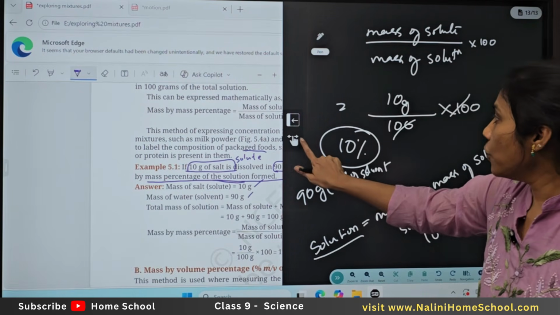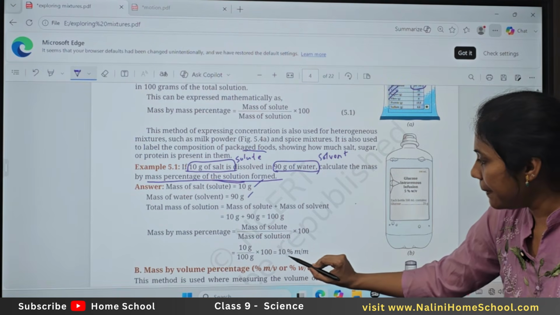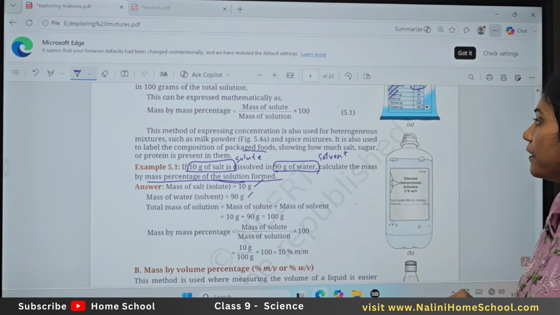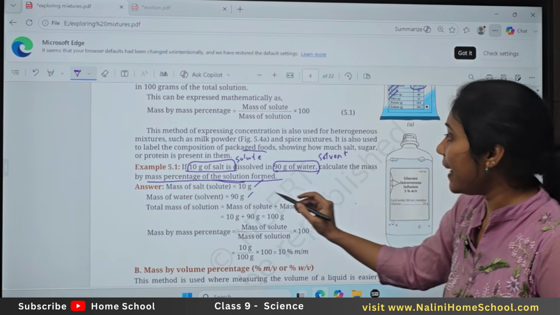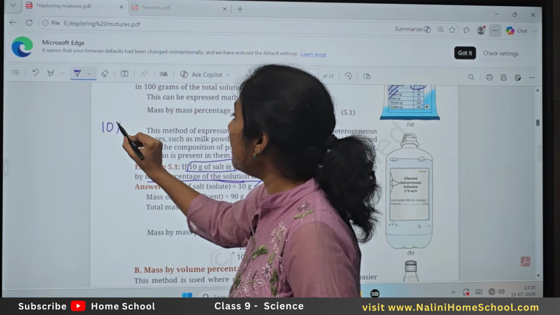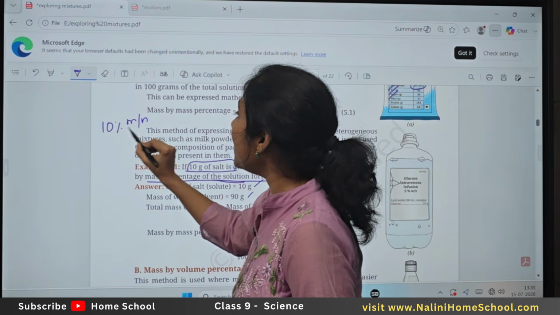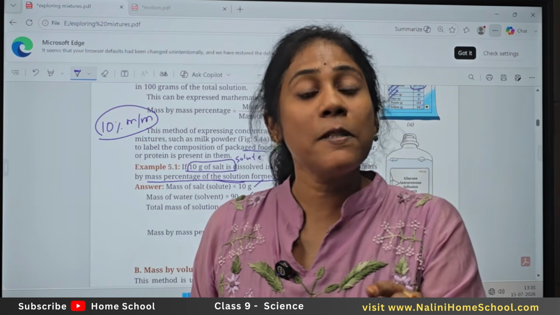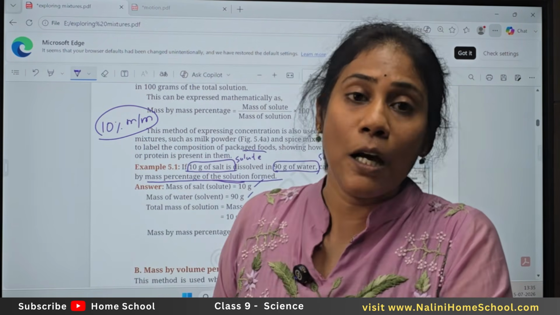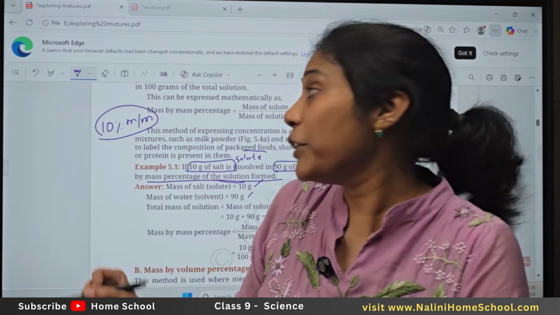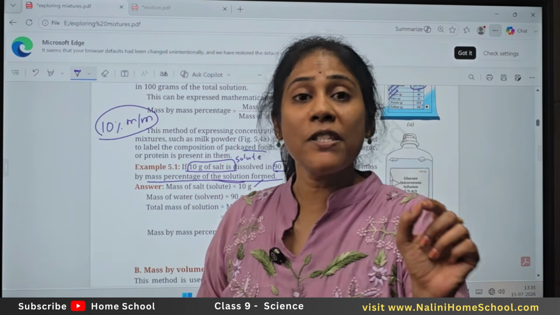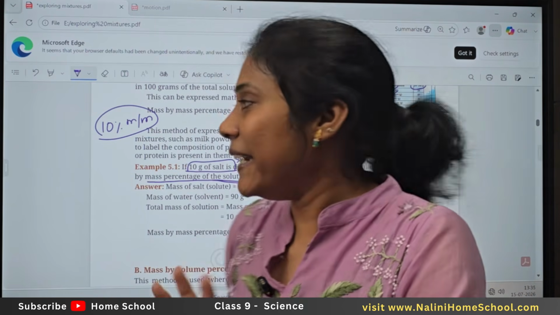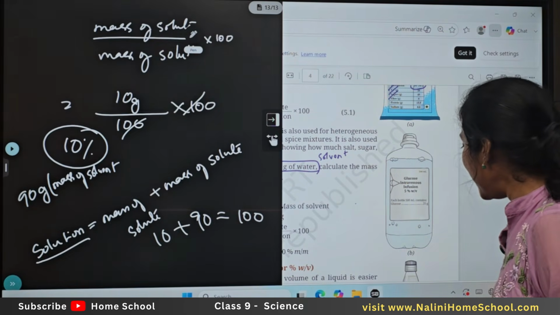Right? So hope you understood. See, 10% m by m is what you got here. So 10% m by m means what? It means 10 grams of salt is present in 90 grams of water. Or you can say 10 grams of salt is present in 100 grams of solution. The meaning is the same, guys.